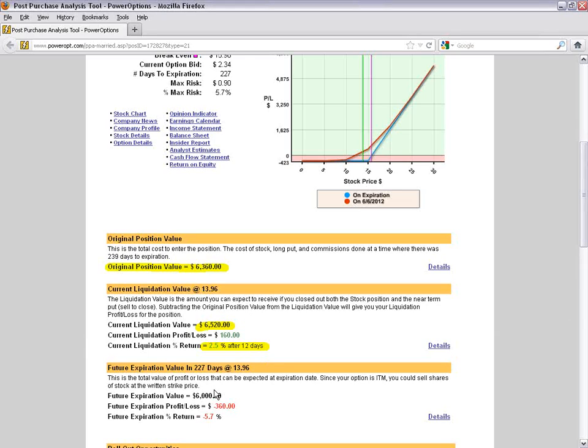And then, of course, the future expiration value, again, is not projecting what the loss might be. It's just saying that if the stock stays at the same price all the way to January expiration, and you make no adjustments, you might realize that maximum risk of 5.7%.